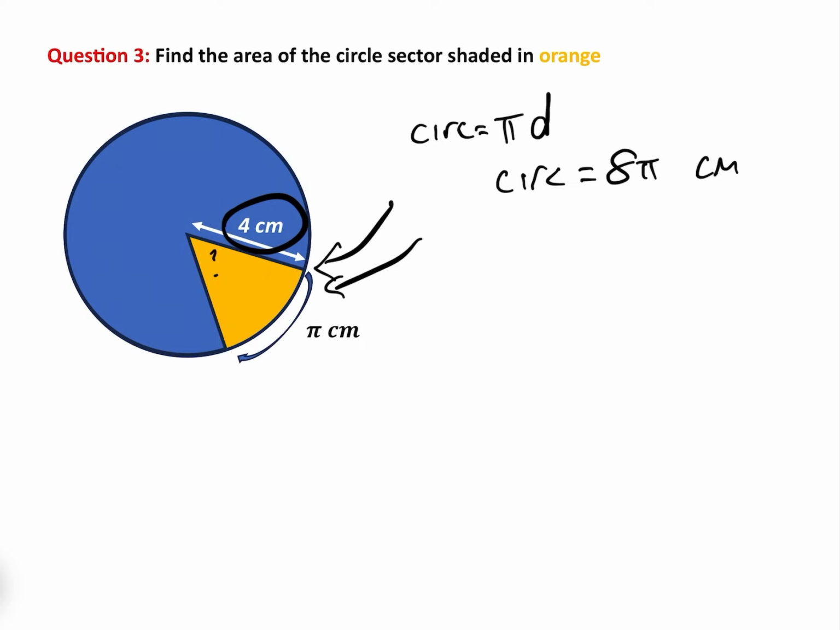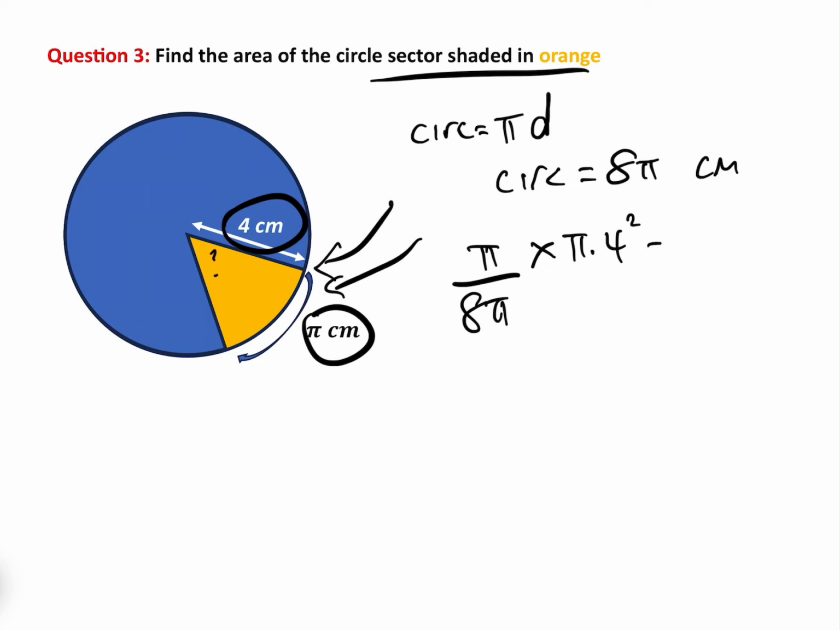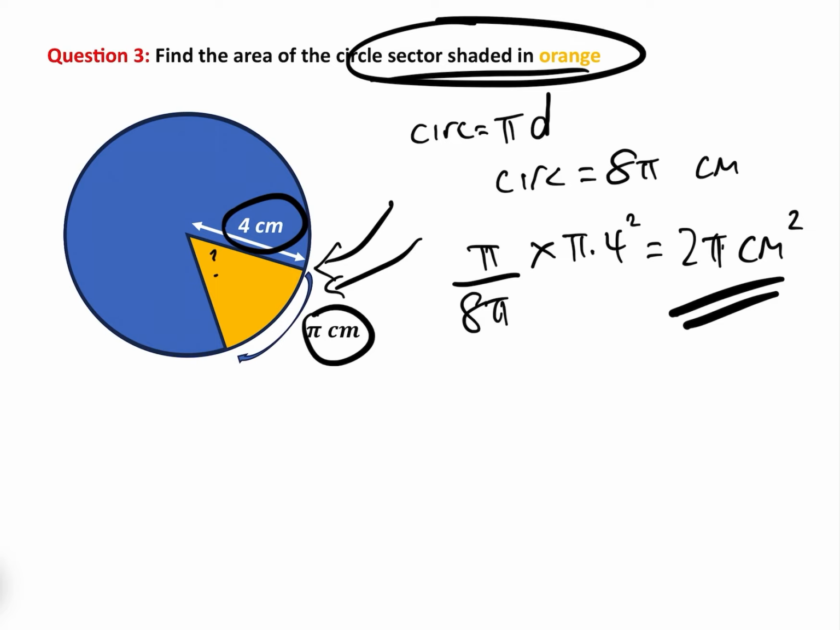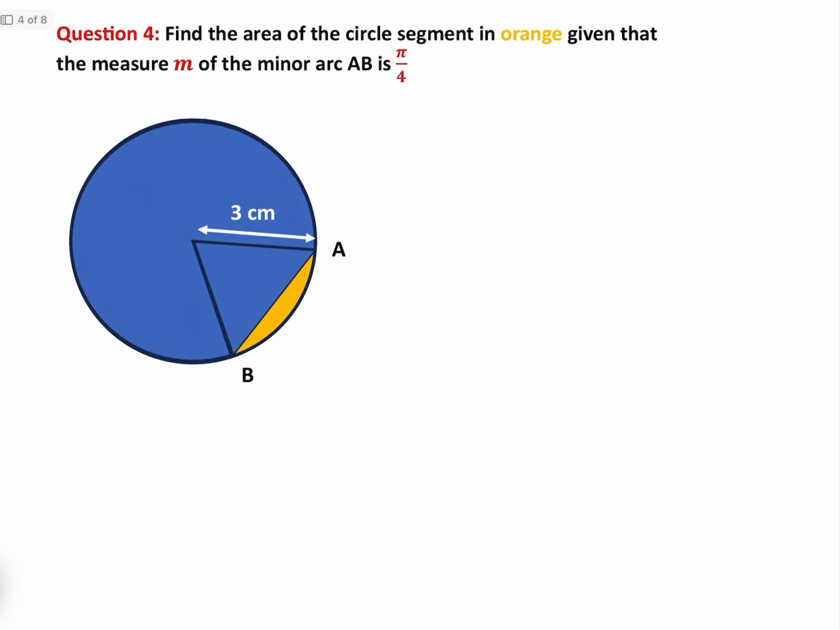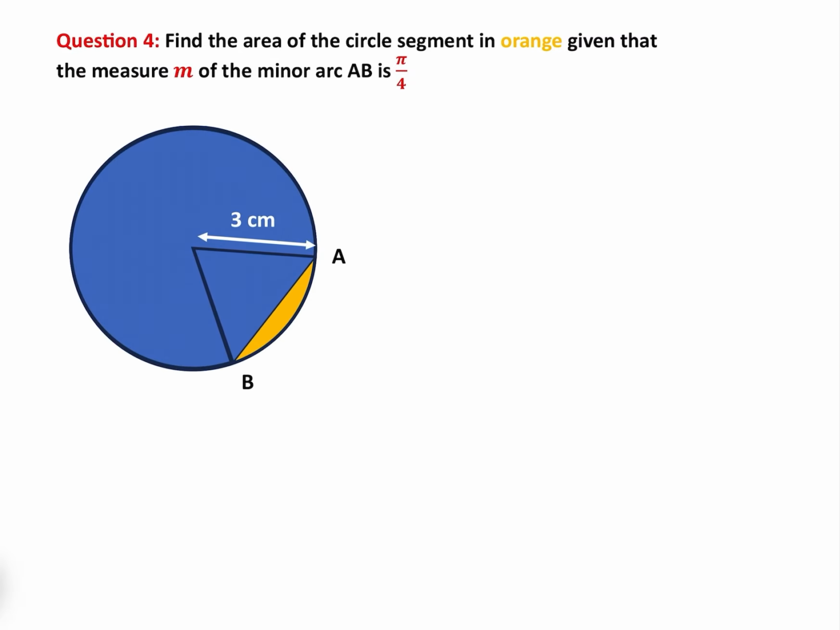And so therefore this sector here, the circle sector shaded in orange, is going to be pi, which is the length of that sector, over the entire circumference, times the area of the entire circle, which is pi times 4 squared, which equals 2 pi centimetres squared. So the area of the circle sector shaded in orange is 2 pi centimetres squared. Okay, question number 4, getting a tiny little bit harder now. Anyone who wants to do this, pause the video now.